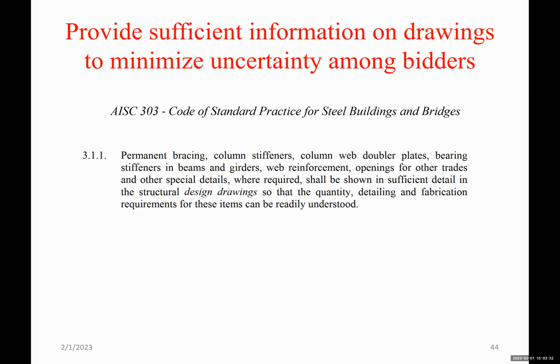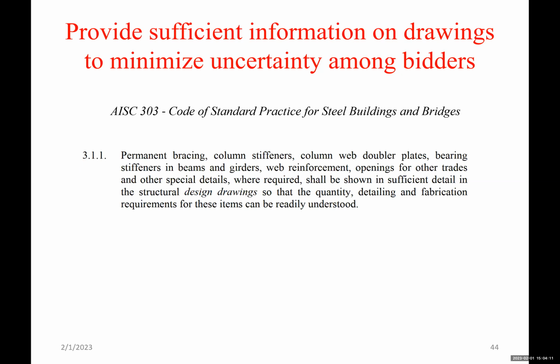Okay, the Code of Standard Practice for Steel Buildings and Bridges gives us this note, which will help in minimizing uncertainty among bidders. So permanent bracing, column stiffeners, column web doubler plates, bearing stiffeners in beams and girders, web reinforcement, openings for other trades and other special details where required shall be shown in sufficient detail on the structural design drawings so that the quantity, detailing, and fabrication requirements for these items can be readily understood. Show everything on the bidding documents.